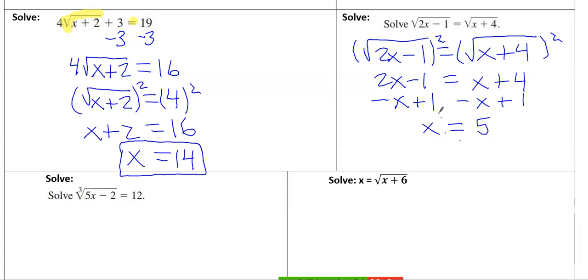It looks like 5 is a solution, but we squared both sides. That's a non-invertible operation. Let's see if this 5 actually makes this true. 2 times 5 is 10, minus 1 is 9. The square root of 9 is 3. 5 plus 4 is 9. The square root of 9 is 3. It looks like we haven't had even one extraneous solution yet. Not even one.